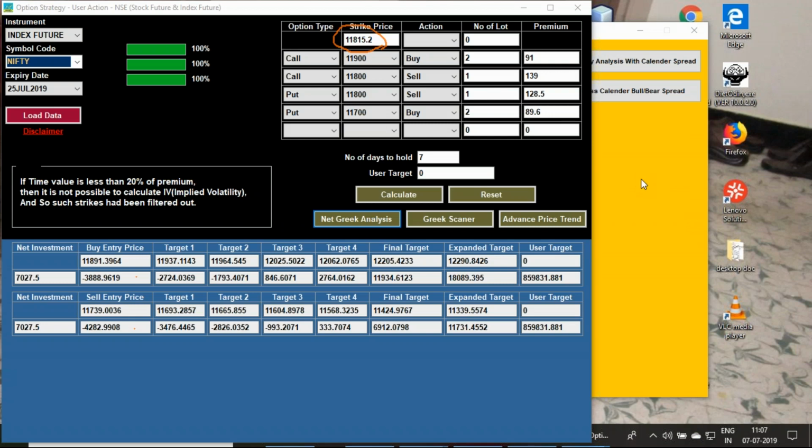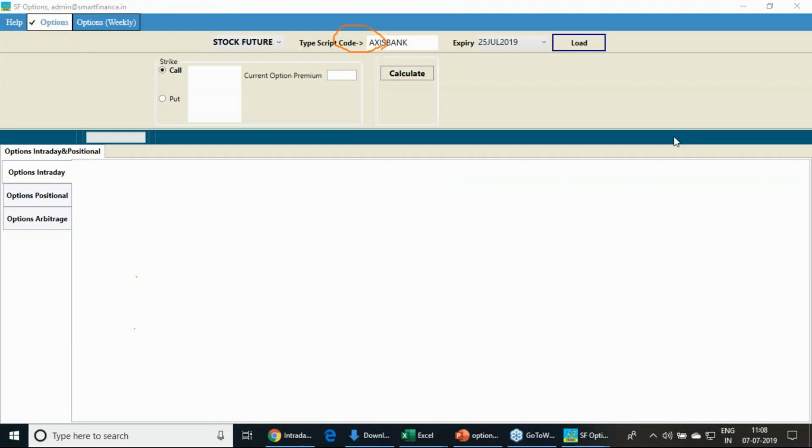By the software. But you may be wanting a target like, I want the profit and liability at 11,950. So if I give it here, it will give you at your level. So I have given till 12,200. If you want to see for 12,500, what will be the profit and loss? So you can calculate here. So you can do this for option weekly, option intraday, option positional, option arbitrage.